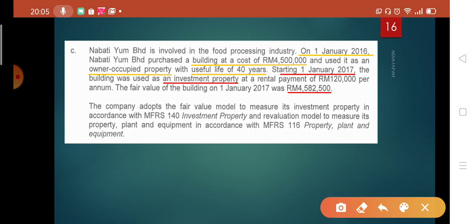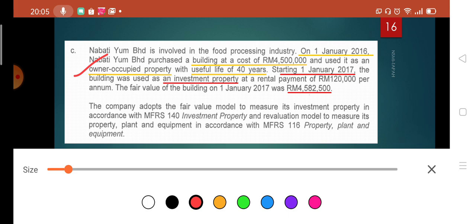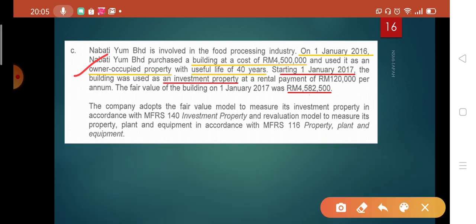So as you can see here in the first paragraph, it states that in the first phase, you use that building for owner-occupied property, which means that the building was initially acquired and classified as PPE, right? However, on 1st January 2017, the company started to reclassify the building into investment property. Okay, so the company adopts the fair value model to measure its IP and the revaluation model to measure its PPE.